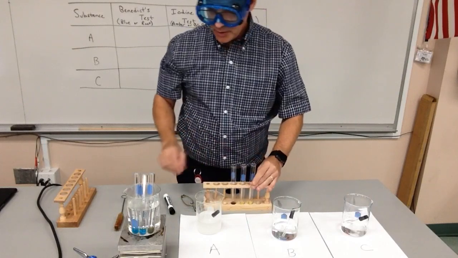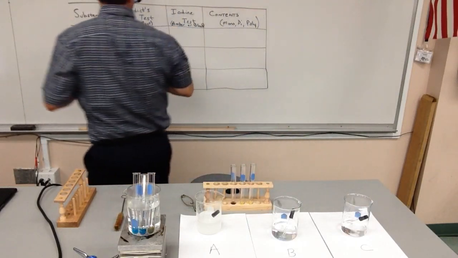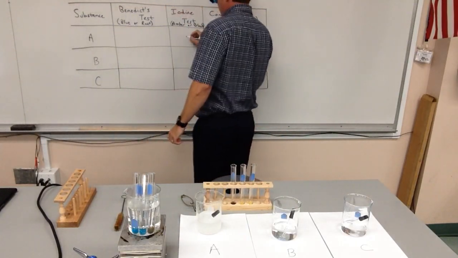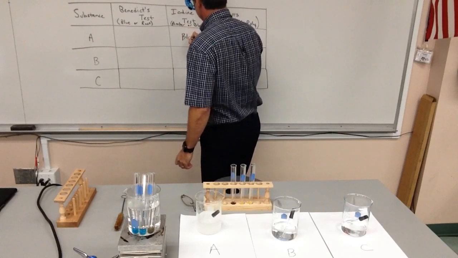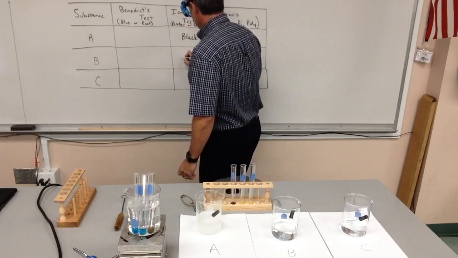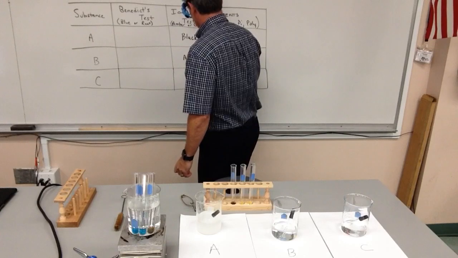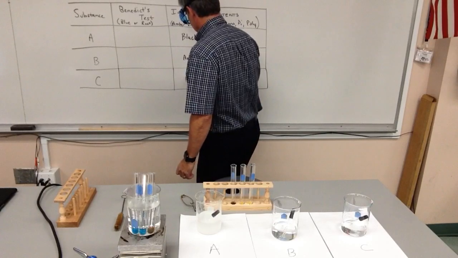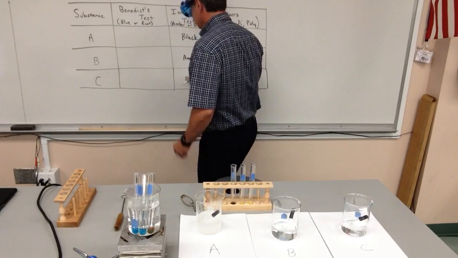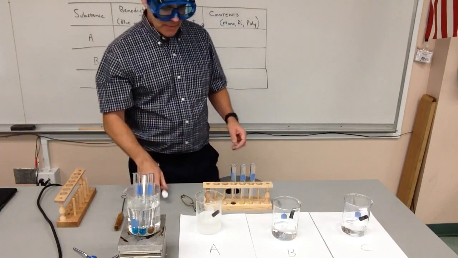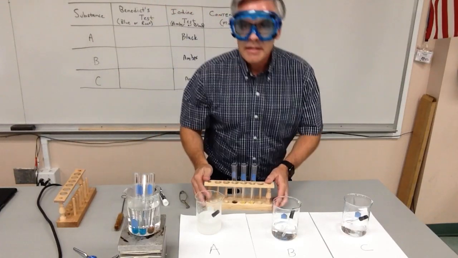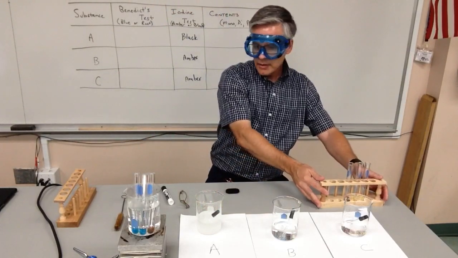And so I'm going to go ahead and put that on my data table. Again, I'm doing the iodine test. And so A was black, B was amber, and C was also amber. Okay? And so my iodine test is now done, and I don't need to worry about that anymore.